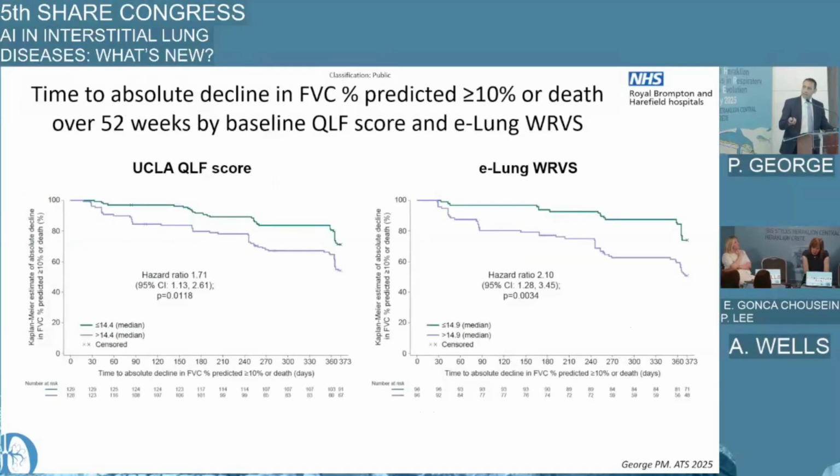This again is similar data, so I'm showing you the time to absolute decline using these imaging biomarkers at baseline. So again, predicting likelihood of FVC decline of 10% or death by cutting these biomarkers at the median. And again, I think what is really nice to see here is you're seeing two different algorithms, two different technologies showing us almost identical data, hazard ratio of 1.7 on the left, 2.1 on the right. I don't think this tells us that one is superior to the other. It tells us that both are giving us important signals.